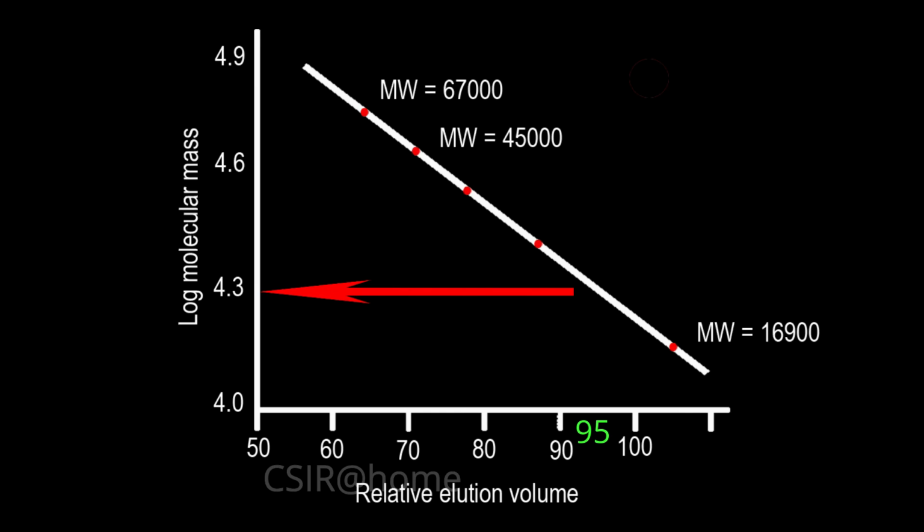Here, see 4.3. And calculate the antilog of 4.3. That is the molecular weight. What is the antilog of 4.3? That is 19,900. Antilog of 4.3 is 19,900. The molecular weight of that protein will be 19,900 Dalton.